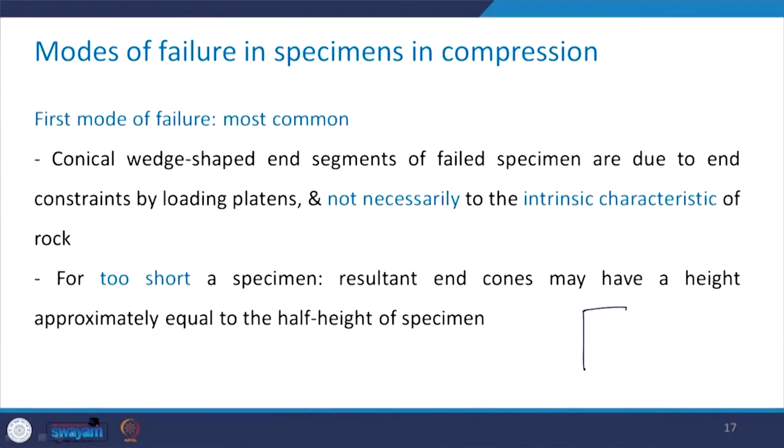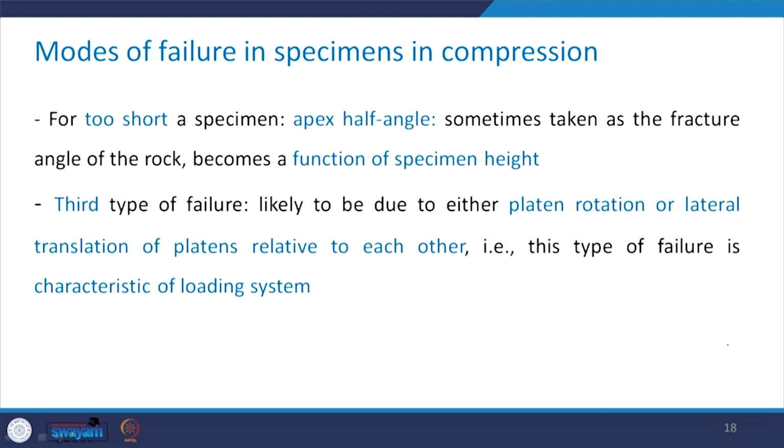What will happen if you have shorter specimens? See, if I have this shorter specimen, then I may have this kind of situation. That means the end cones may have the height that is this much. Let us say the total height or length of the specimen is L. So, the height of this cone is going to be L by 2 here and here also. Okay. So, for shorter specimens, this kind of situation can occur, and in that case the apex half angle can sometimes be taken as the fracture angle of the rock, and it becomes a function of the specimen height. So, we need to be careful.